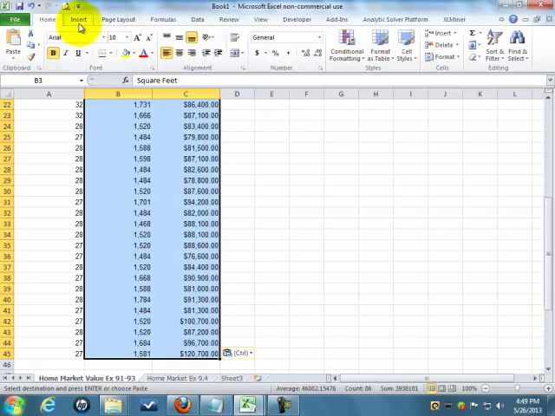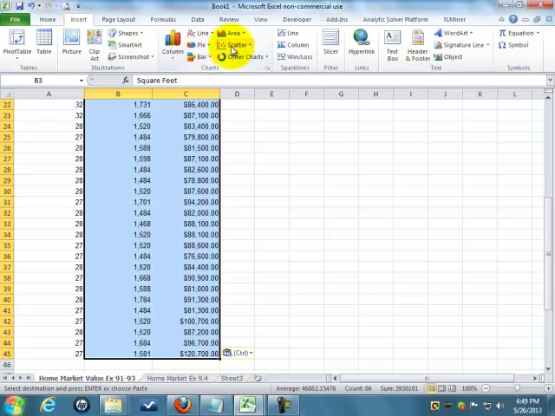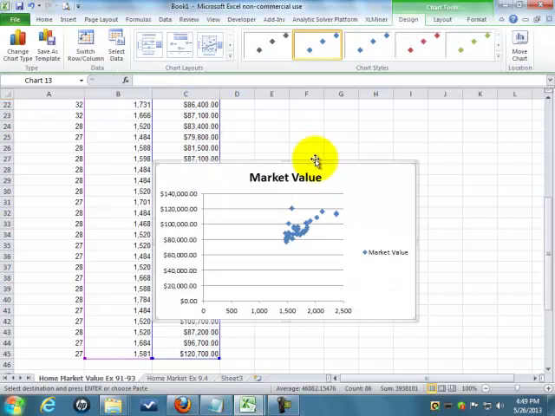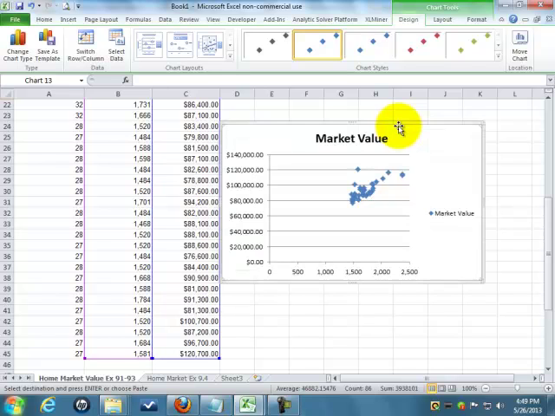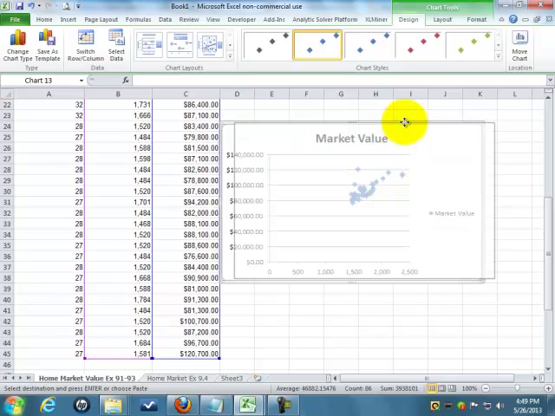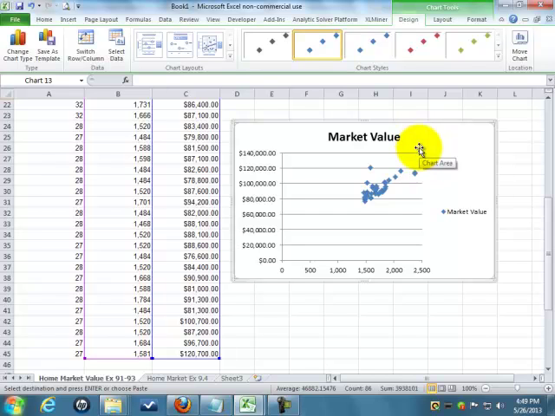So we can go up here and we can say insert a scatter plot. And there we have a scatter plot of all the data. Now we got a couple options here of this scatter plot. So we have a little more analysis.